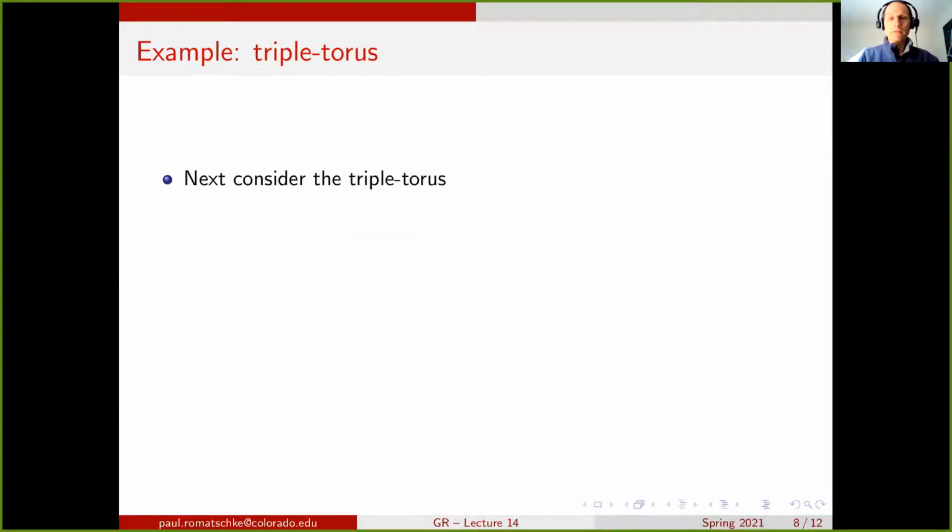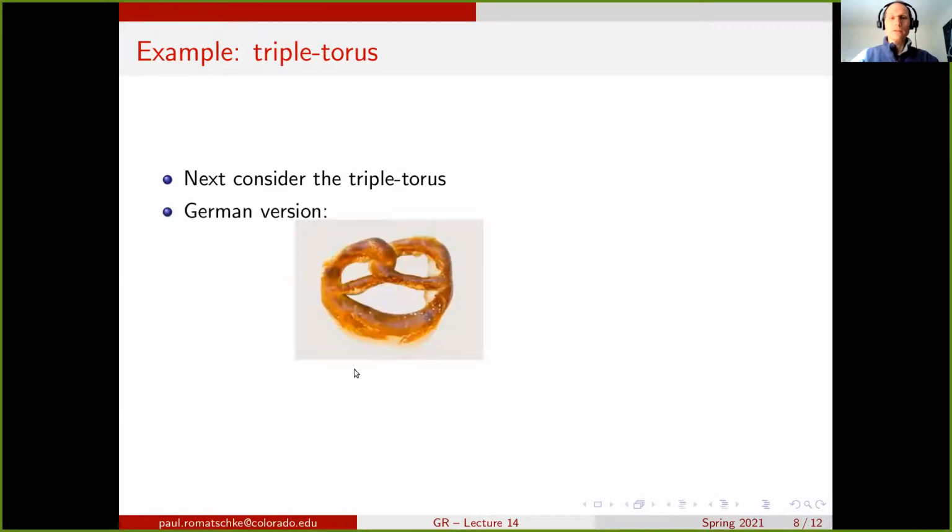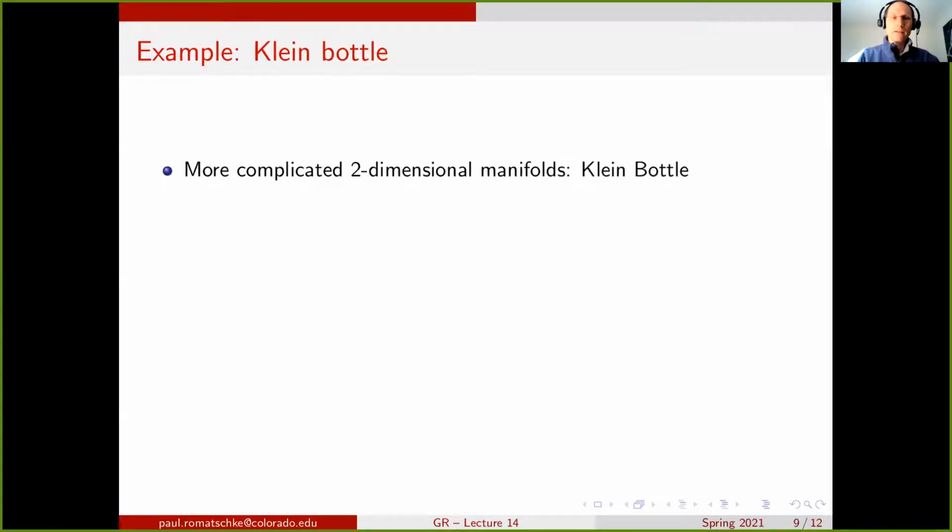The next thing that we could discuss is the triple torus. There's a German version of this that looks like this. So it's a pretzel that has 1, 2, 3 holes. And this is an example of a manifold which is genus 3. There are more complicated versions of manifolds, of course, particularly more complicated versions of two-dimensional manifolds.